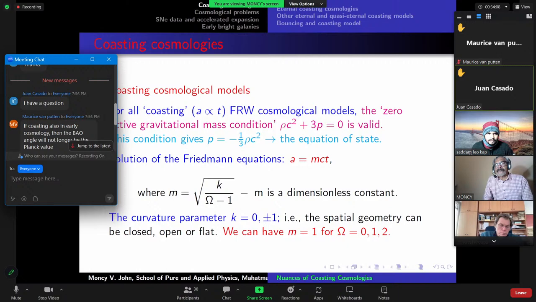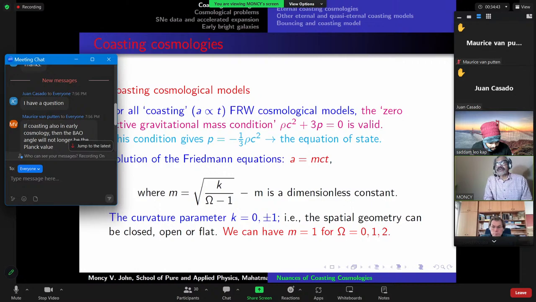Hi, Moncy. Could you comment on the possibility that the universe behaves as a huge black hole, whose mass is rising as its radius? Actually, that calculation contains very peculiar and very significant information. That observation is very important.